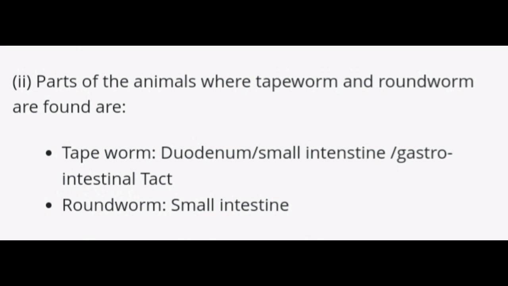Now, tapeworm is found in cattle, and can also be found in pig, goats, and sheep. While roundworm is found also in cattle, pig, goat, sheep, but also in poultry and rabbit. That's where you can find tapeworm and roundworm. As for the parts of the animals where they are found, the tapeworm is found in the duodenum, that's the small intestine, or you say the gastrointestinal tract. But roundworm is found in the small intestine. So that's the part of the animals where tapeworm or roundworm are found.